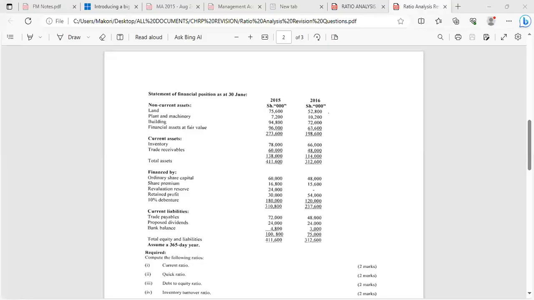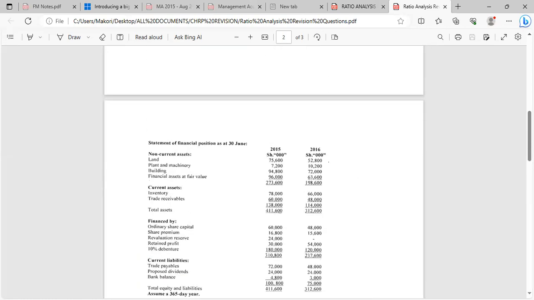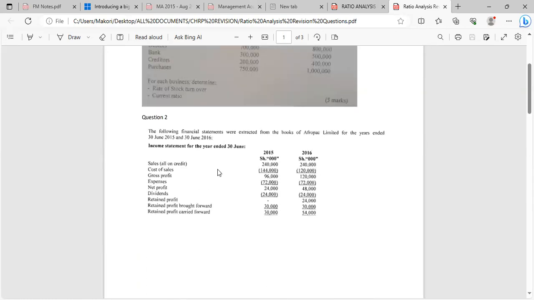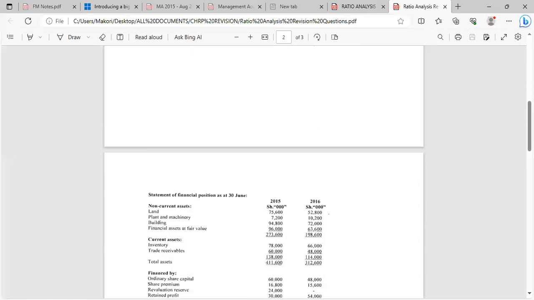You have done the debt to equity ratio. Then you are told the inventory turnover ratio, which we know is the cost of sales over average inventory. So you come here, the cost of sales, you get it from the income statement. You are given the cost of sales, 144,000 for the year 2015, 120,000 for the year 2016. Then you divide by the average inventory.